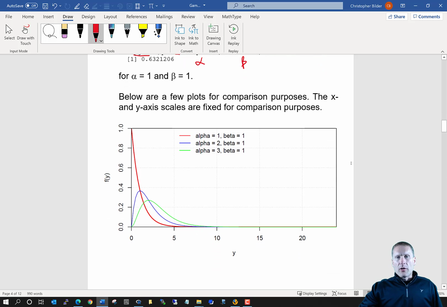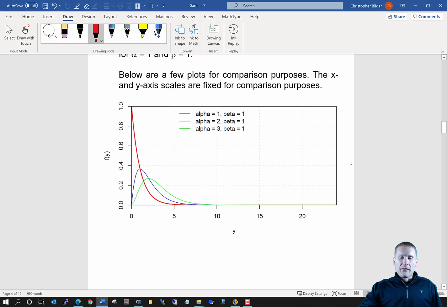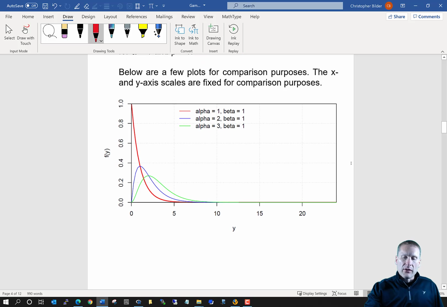Okay, in this particular program, I have it set up so that you can explore graphs of the actual PDF. And so let's look at this particular case where beta is equal to 1. But I'm going to allow alpha to vary from 1 to 2 to 3. And what we can see here is that the peak of that distribution is changing as a function of the alpha that we see there.